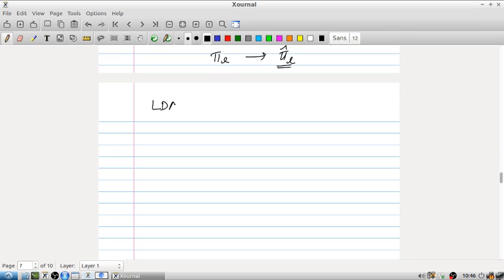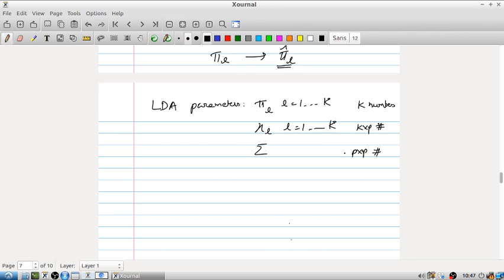So for LDA, there are going to be pi L, L equal to 1 to k. There's going to be nu L, L equal to 1 to k, and there's going to be sigma. Okay, so this is k numbers. There's going to be k times p numbers, and this is going to be p times p numbers. I guess covariance is going to be symmetric, so let me just say order p square numbers. Okay, so these are the total number of parameters in this model.